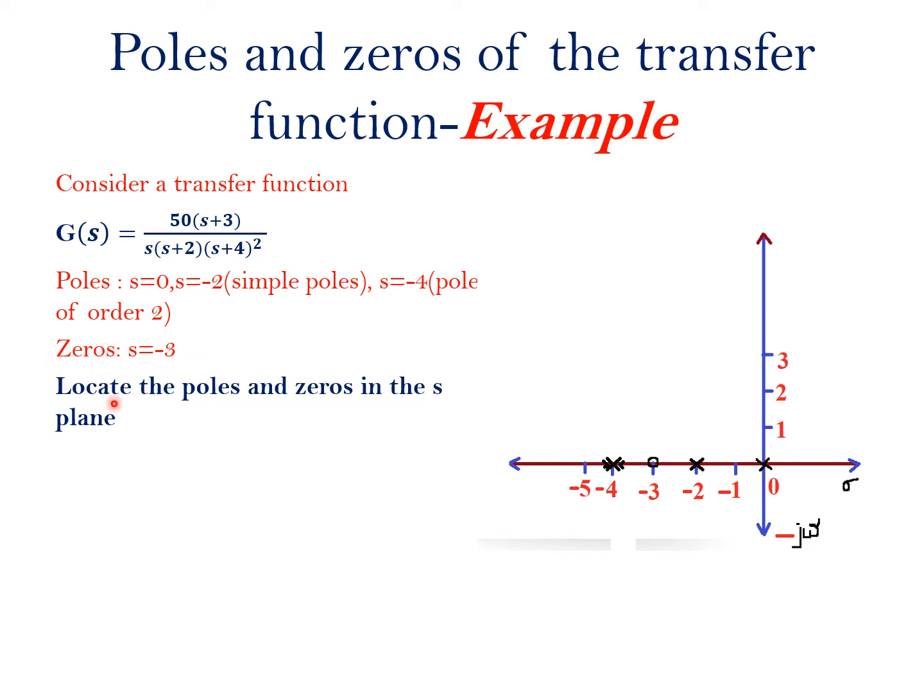Next, locate the poles and zeros in the s-plane. First, 0 is a pole, and -2 is also a pole. -4 is a pole, but it is a double pole, so two poles are available at -4. I have to mark them like this. And the zero is marked by means of a circle. So this is the way of plotting the zeros and poles for any transfer function.